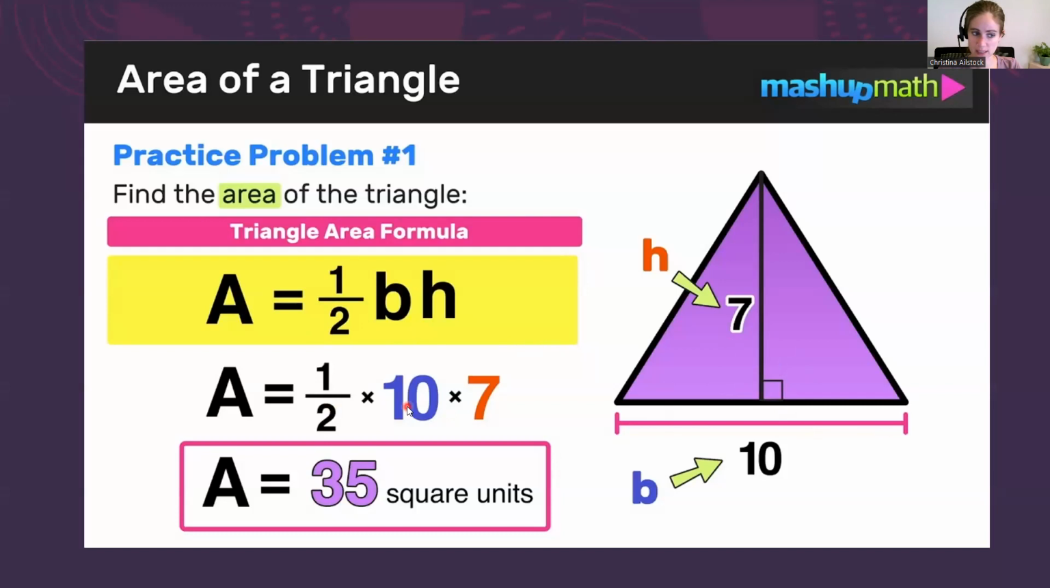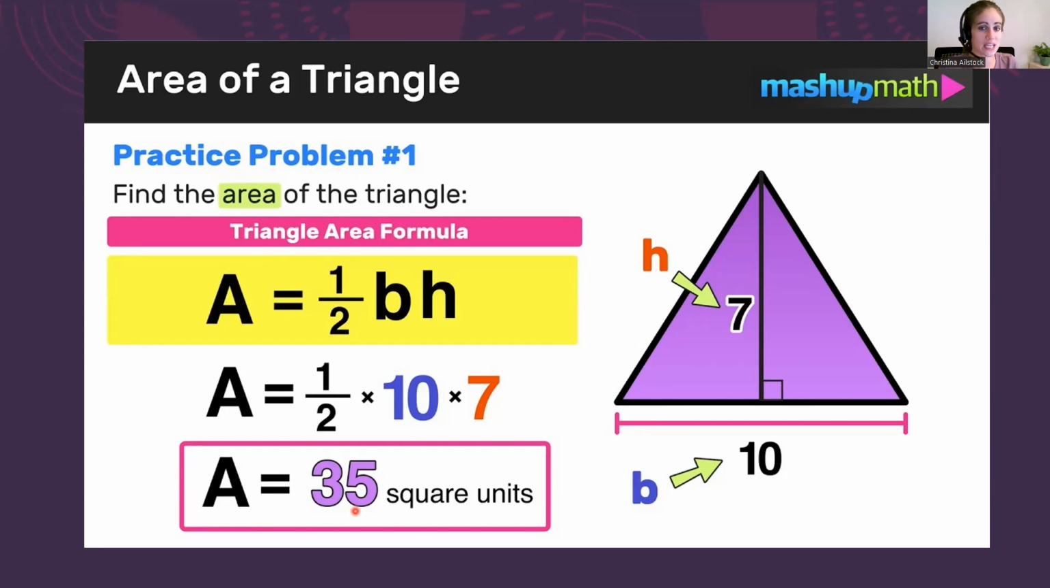1/2 times your base of 10 times your height of 7. And then it's multiplication all the way across. So you can either do this by hand or you can plug it right into your calculator. And when we do that multiplication, we get 35 square units. All right, now let's switch on over to IXL and do some of these problems together.